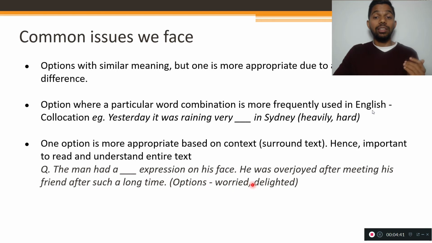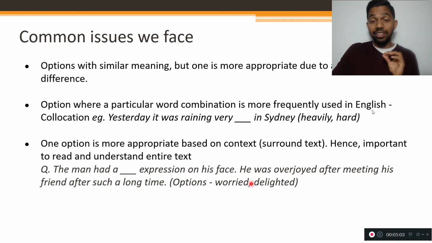However, when you look at the next sentence, which is "he was overjoyed after meeting his friend," that would lead us to believe that he would have a delighted expression on his face, because he was meeting his friend after such a long time. So in this particular example, it's only after you read and understand the next sentence that you know what the correct option is in the first sentence.